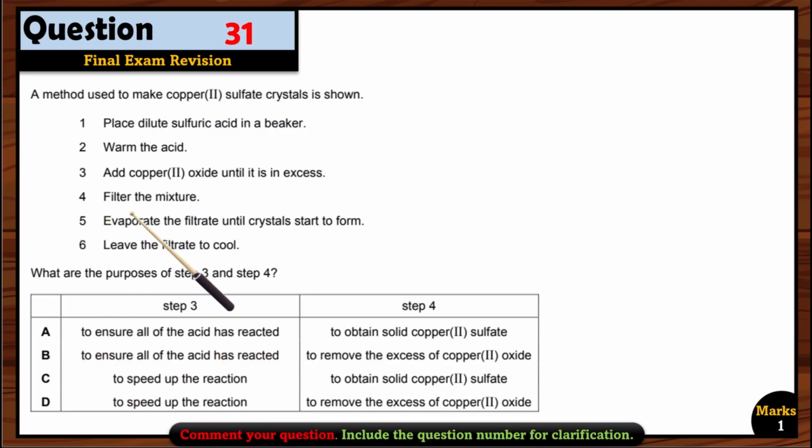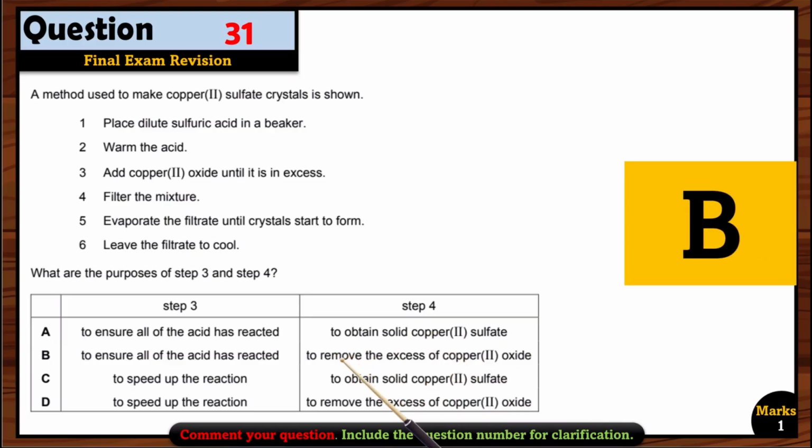Now what about the fourth step? Filter the mixture. Why do we filter the mixture? So that we can remove this excess copper oxide. So, to obtain the copper sulfate or to remove the excess copper oxide? Yes, this option is right, to remove the excess copper oxide, because copper sulfate is soluble, right? So this is not the right option. This is the right option, that is B. So B is the correct option here.